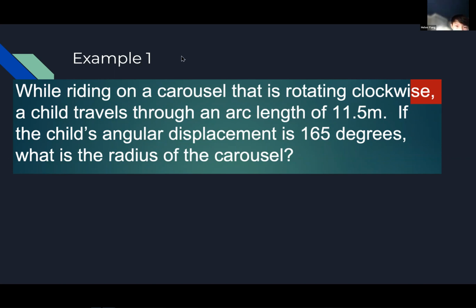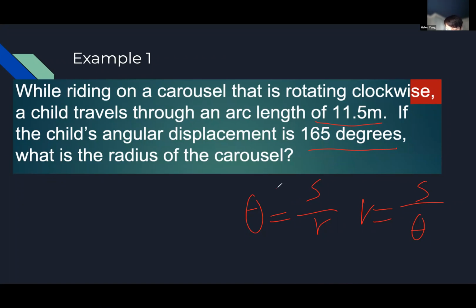Okay, it says, while riding on a carousel that is rotating clockwise, a child travels through an arc length of 11.5 meters. If the child's angular displacement is 165 degrees, what is the radius of the carousel? The equation you would use is theta is equal to the arc length divided by r. You are trying to find r, so r is equal to the arc length divided by theta. It says angular displacement is 165 degrees, but it should be in radians instead of degrees.